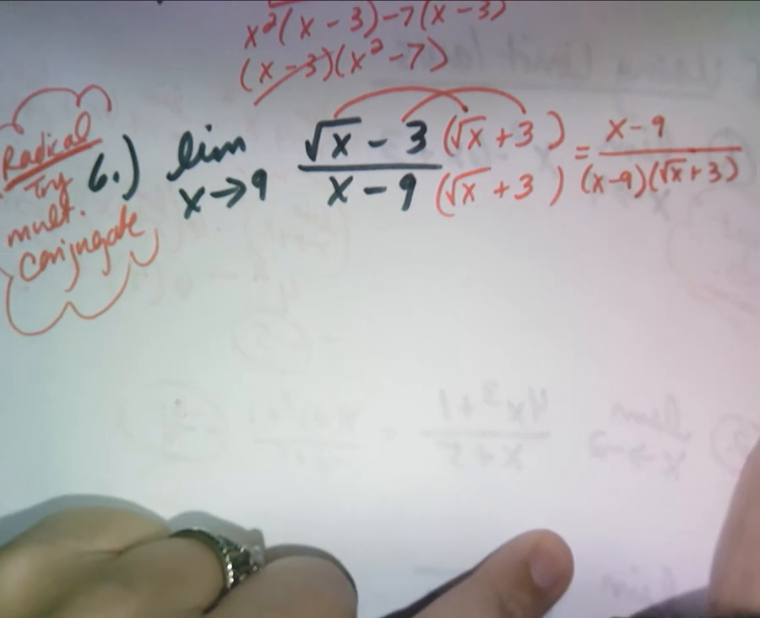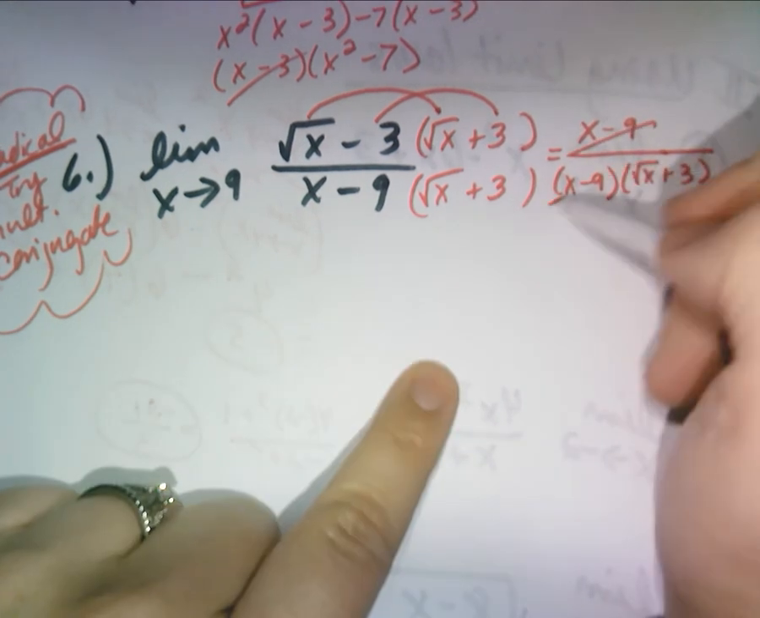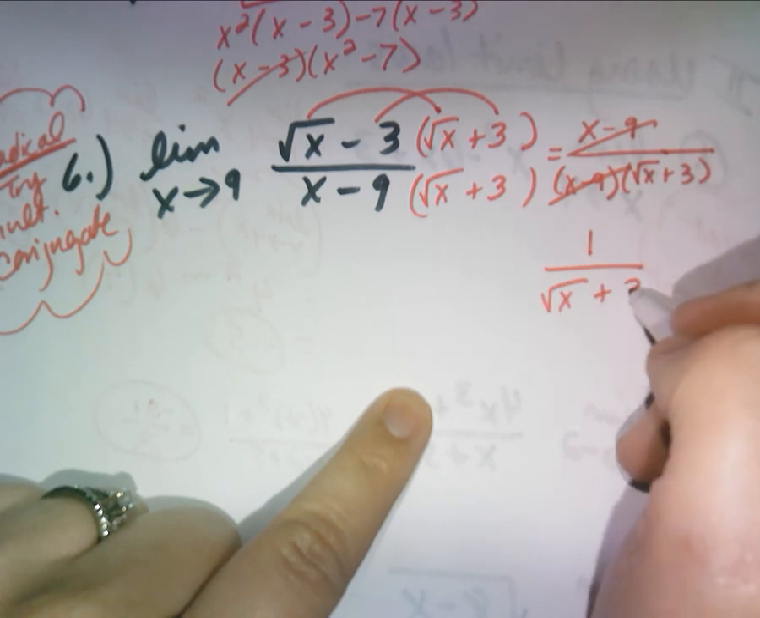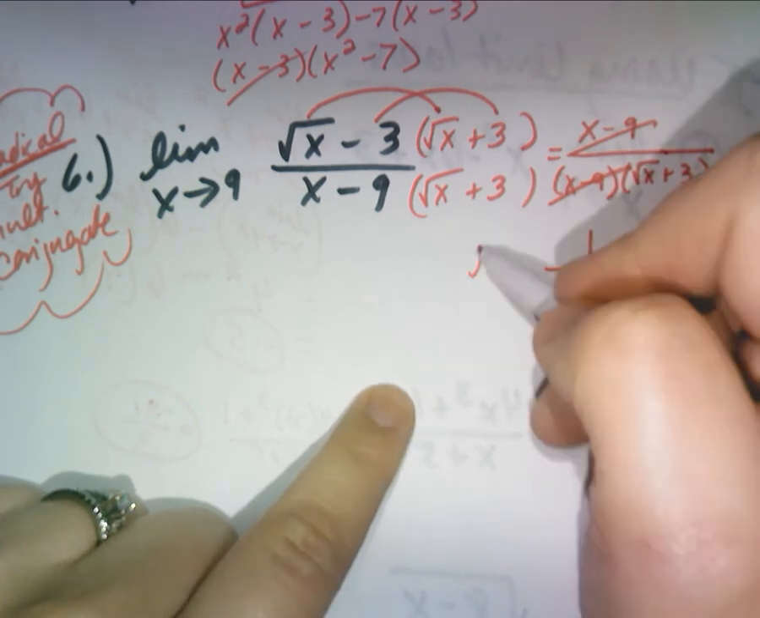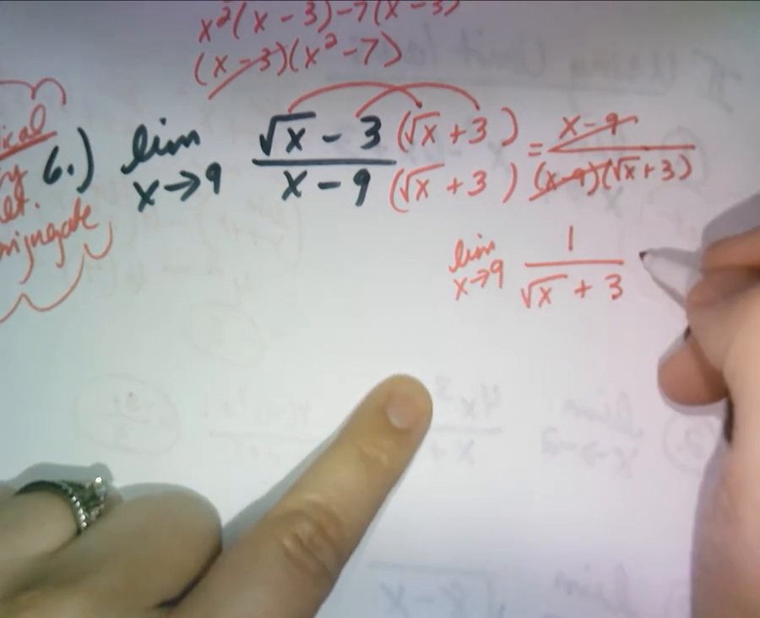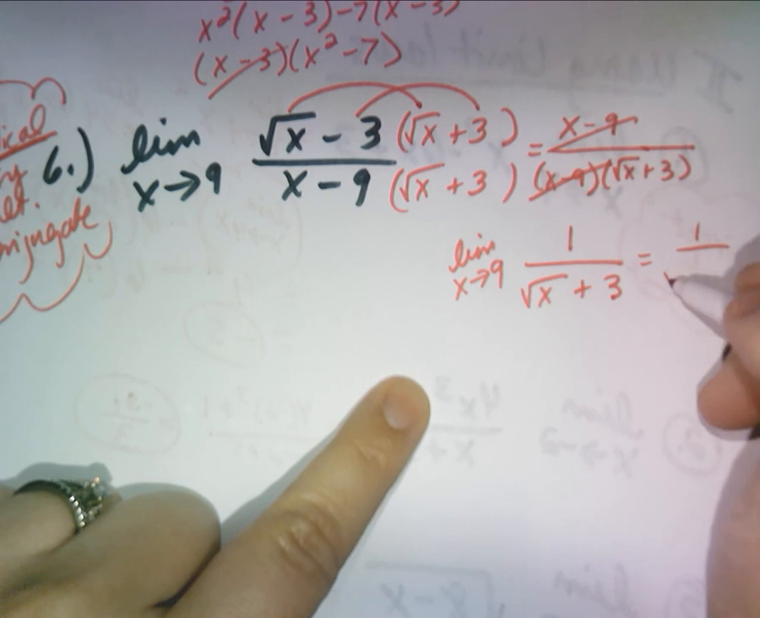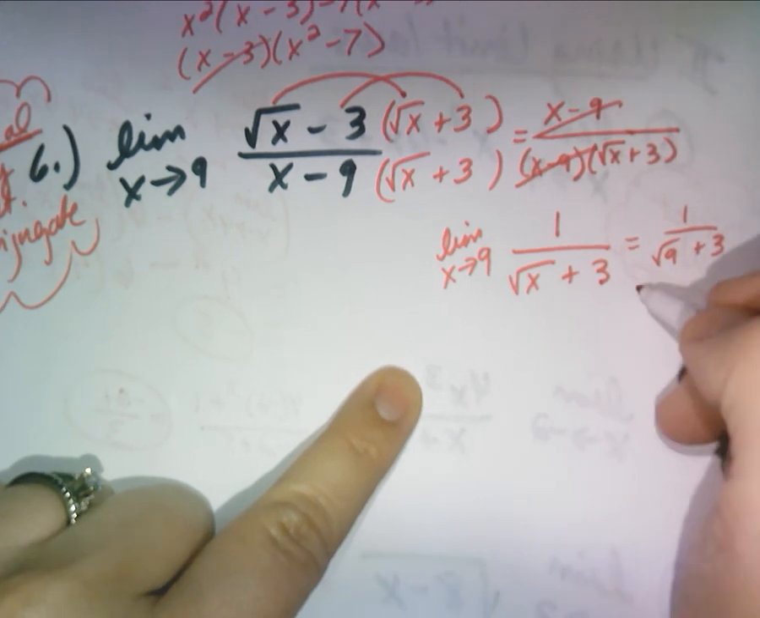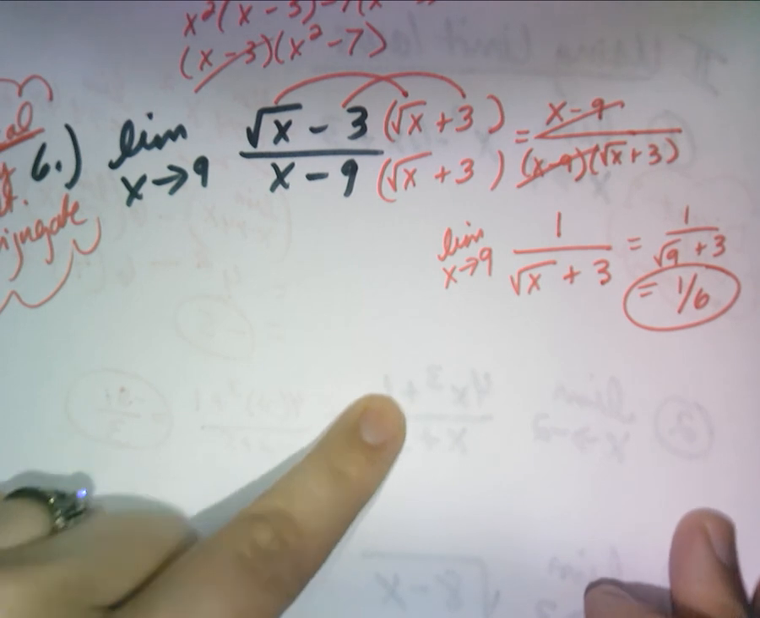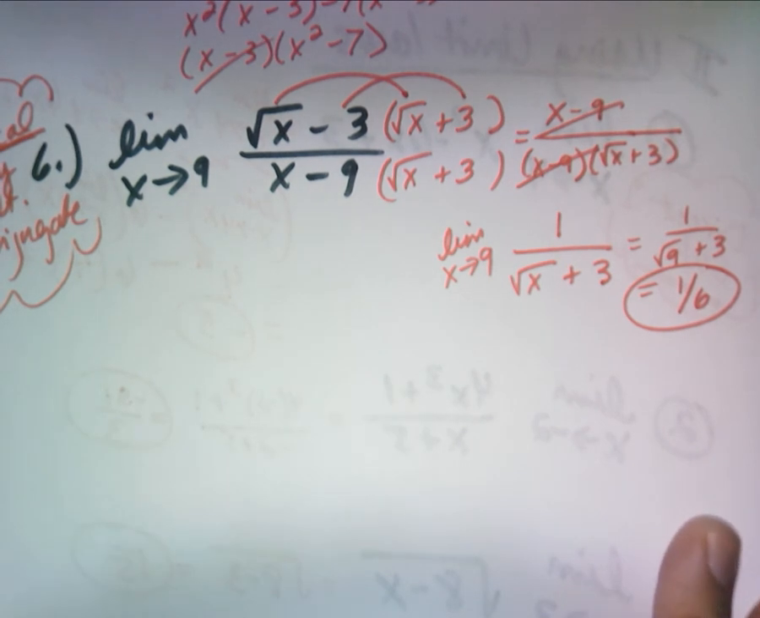What's going to cancel from top to bottom right now? So now you have a 1 over the square root of x plus 3 on the bottom. And now let's try to take the limit as x approaches 9. Watch what happens. I get 1 over the square root of 9 plus 3, or 1 over 6. So if you see a radical tonight, you're going to need to multiply by a conjugate, more than likely, okay? Unless it's just direct substitution, that will help you out.